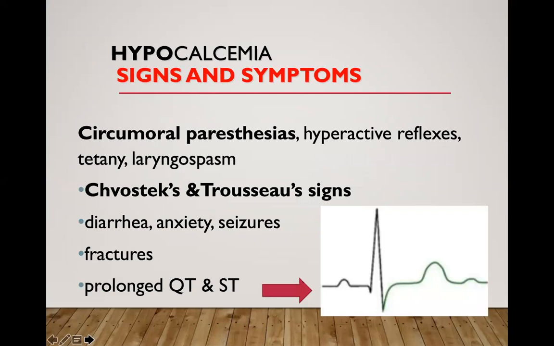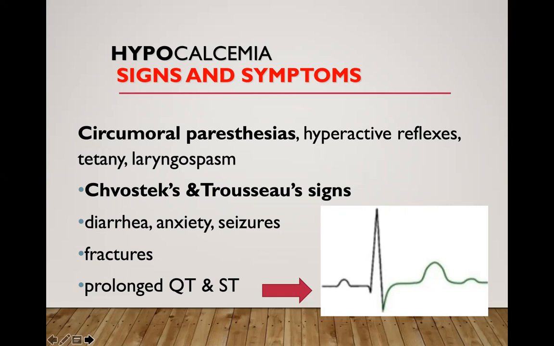So how do you recognize symptoms of hypocalcemia? First, number one would be patients may complain of circumoral paresthesia, or the tingling sensation around the mouth. Reflexes are said to be hyperactive. Some patients may present with tetany and laryngospasm. They may also present with Chvostek and Trousseau sign. So what is Chvostek sign? If you tap on the root of the facial nerve, there would be involuntary twitching of the facial muscles.